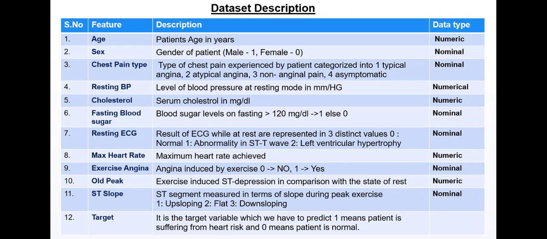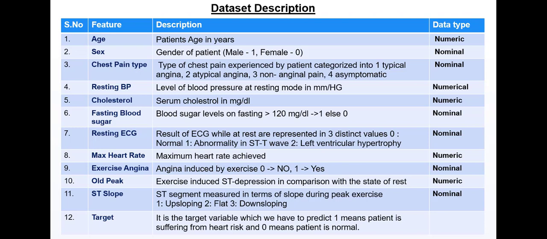Next comes the fasting blood sugar. It is a nominal variable. It should be numeric, but here what they have done is, if you have a fasting blood sugar of more than 120, then they have assigned it as 1, as a danger. Or if it is lower than 120, then you are normal, so it is assigned as 0. So that's why it is a nominal.